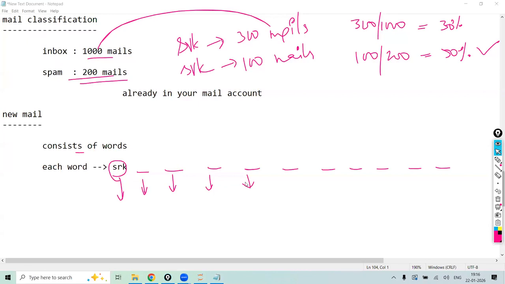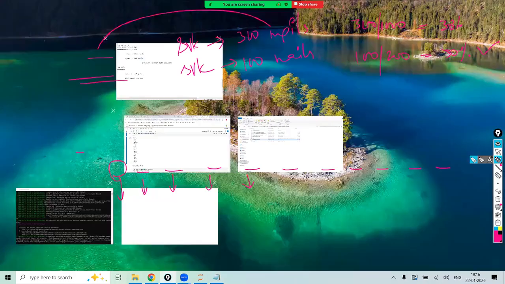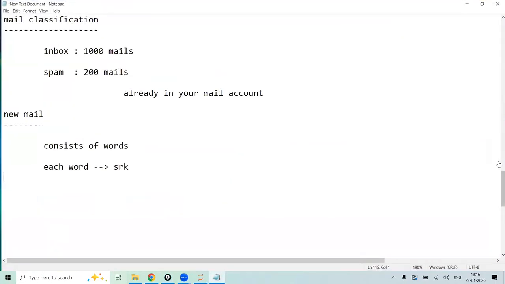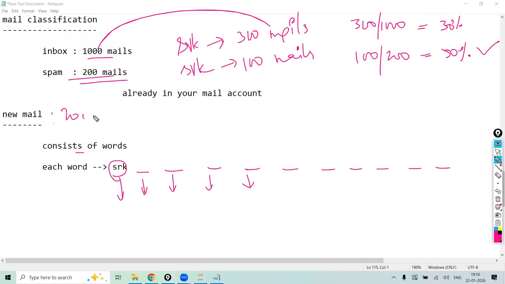Now, sir, for example, take the new mail you have got. In this new mail, assume a total of 20 or 25 words are there. Out of 25 words, 22 words we have identified earlier, but 3 are new words. Those are not available either in the inbox or in the spam. Then what happens? It is going to ignore those 3 words for this new mail, and for the remaining 22 words only, it will calculate.